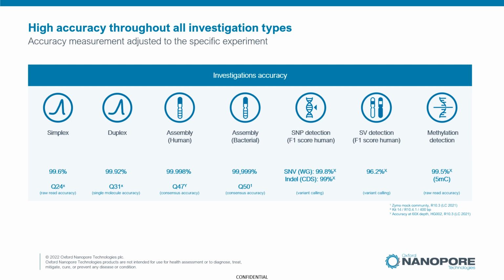Methylation detection is over 99.5% accurate, more accurate than bisulfite sequencing. And our microbial assembly has now reached over Q50 accuracy. And the best part is that all this can be achieved by our new chemistry.